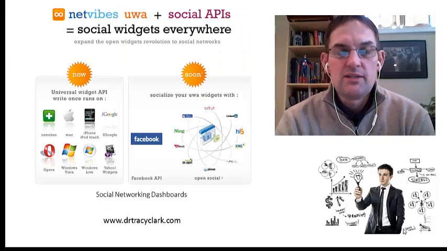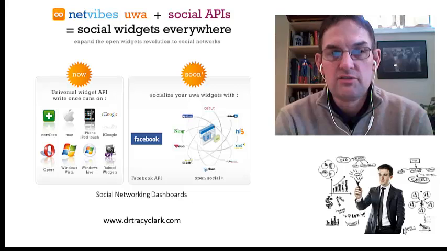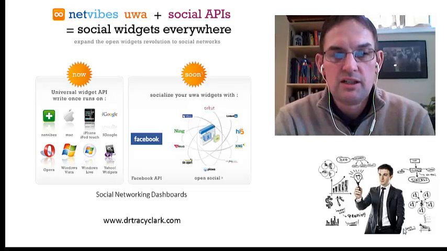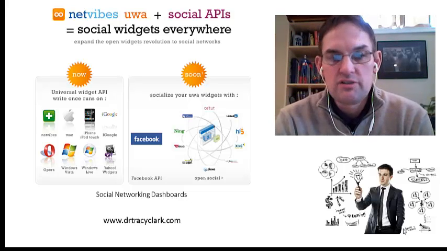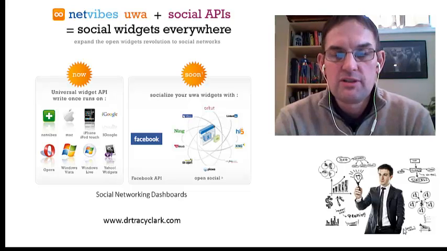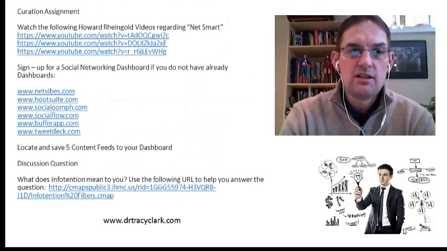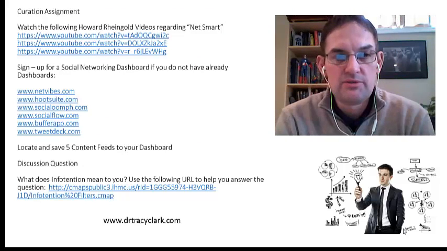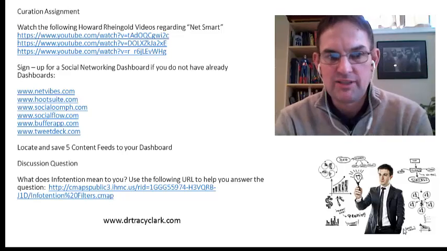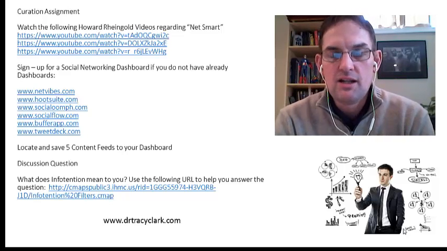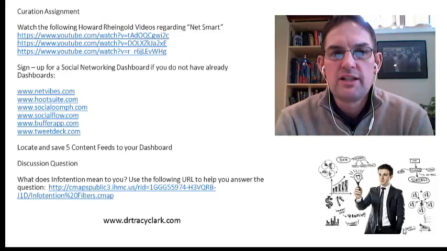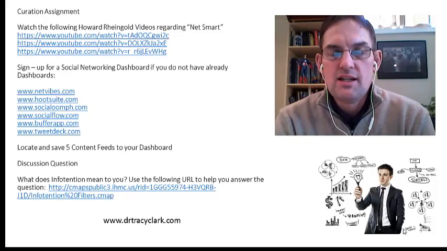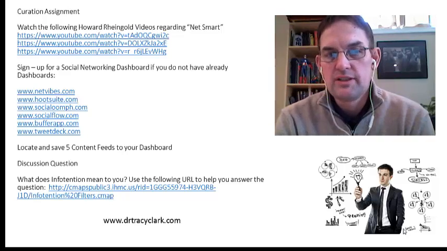And in doing that, one of the first things that you'll do this week is create or establish your own social networking dashboard. There's a number of dashboards out there. For example, you've got NetVibes, you've got Hootsuite. Some of them have funny names, but they really do a pretty good job of helping you organize your information, organize and filter what you think is correct and what is not correct.